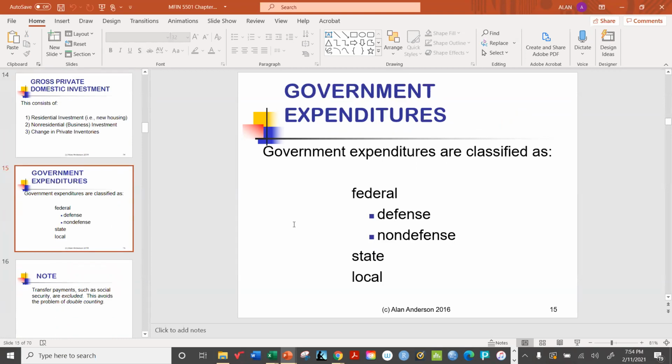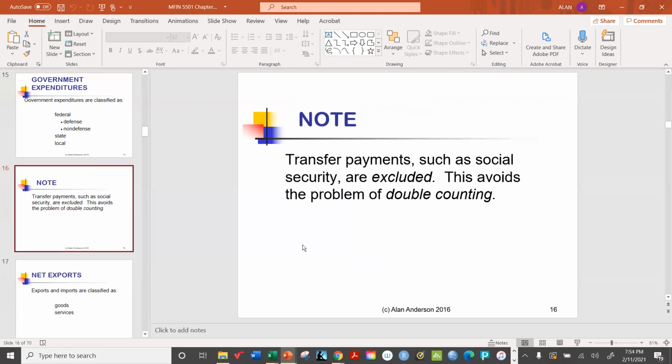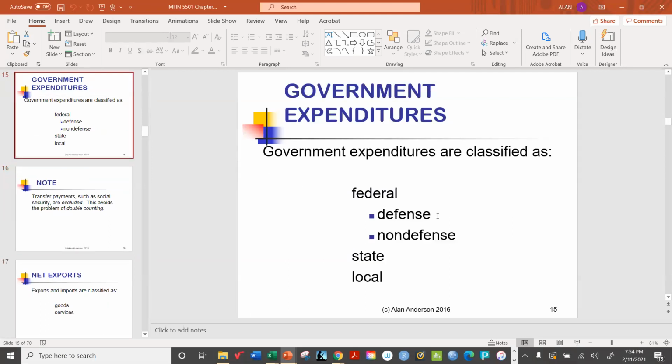Now, the third category is government. Here we have to be careful. We're not looking at all the money the government spends. We're only looking at actual purchases of goods and services. So no matter what they buy, for example, if the government decides to buy new computers for the Pentagon, that goes into this category. Defense. Or let's say they decide to reupholster all the seats in Congress because they're getting really worn out, and they say, oh, those guys deserve nicer cushions. That would be non-defense spending.